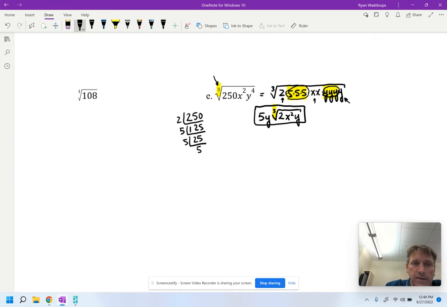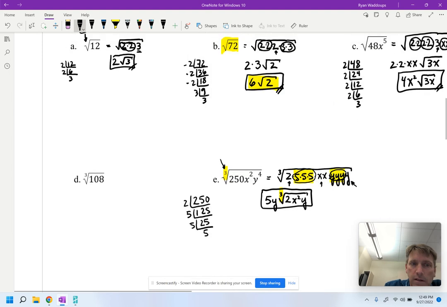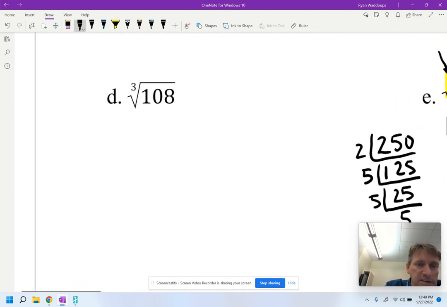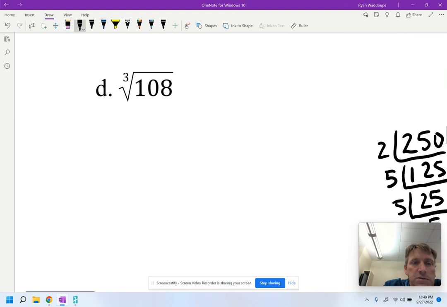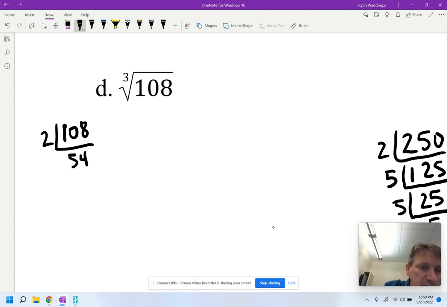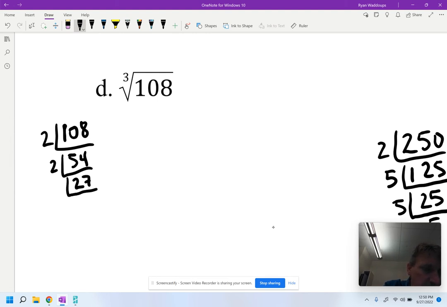All right, let's see. It looks as though I skipped D. Excuse me, let's go back and do D. So D, 108. 2 goes into 108 54 times. And 2 goes into 54 27 times. Then we go to 3 because 27 is not even. 3 goes into 27 9 times. And 3 goes into 9 3 times.